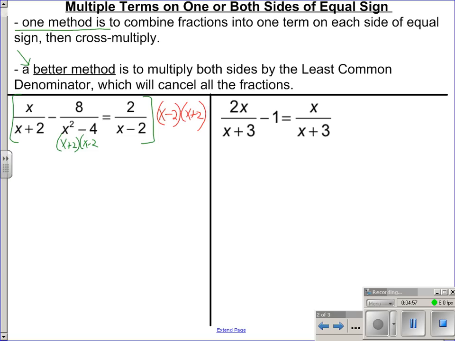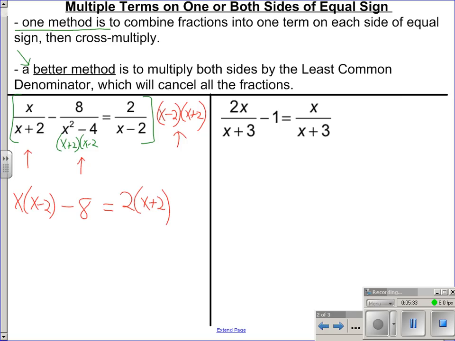Okay, so now it just becomes a distributive property. This first term multiplied by the x minus 2 times x plus 2. The x plus 2's will cancel each other out, leaving you with x times x minus 2. Then we are subtracting. Okay, we take this middle term, the 8 over x squared minus 4. When we multiply it by this quantity here, the denominator just gets canceled out. So we just have a minus 8 equals. And now for the last term, the x minus 2's cancel out. We're left with a 2 times x plus 2.